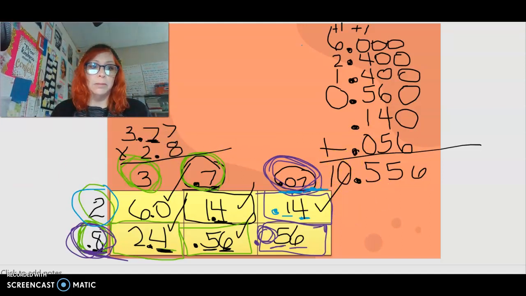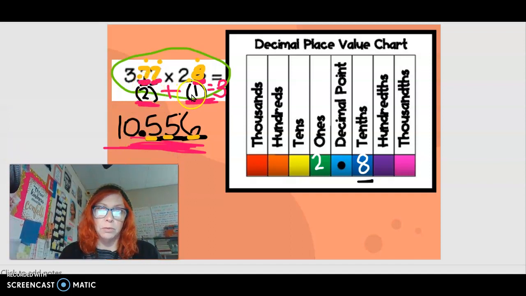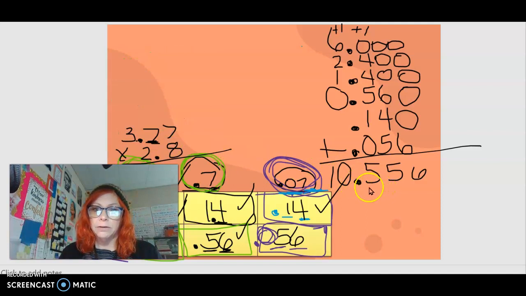And we go back to this problem right here. Remember, there were 2 plus 1 decimal places. And look over here. I have 1, 2, 3 decimal places.